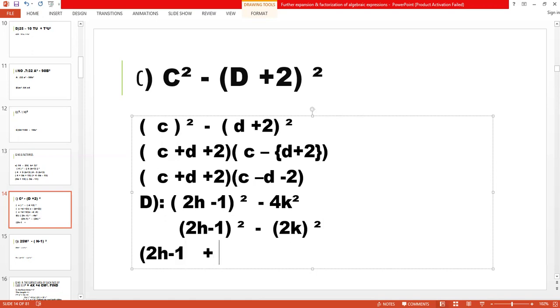So first we have to add the second term, and next time we have to subtract. First time will remain the same, that is 2h minus 1. But the second term, one time we have to add and one time we have to subtract. Now we simply write it. What is the second term? 2k. So one time you have to add 2k and one time you have to subtract 2k. Clear? So this is part D of question number 8.